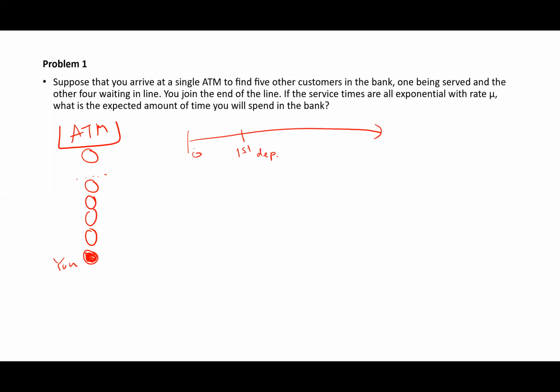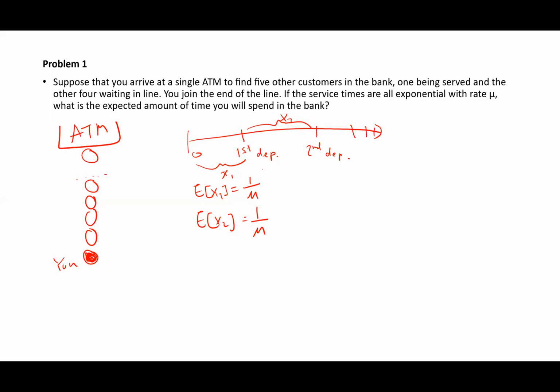This expected time, call this x1. The expected value of x1, because it's exponential, is simply 1 over mu. If we want to look at the second departure, call this time span x2, that expected value is also 1 over mu. And then the third departure, fourth departure, fifth departure, etc.